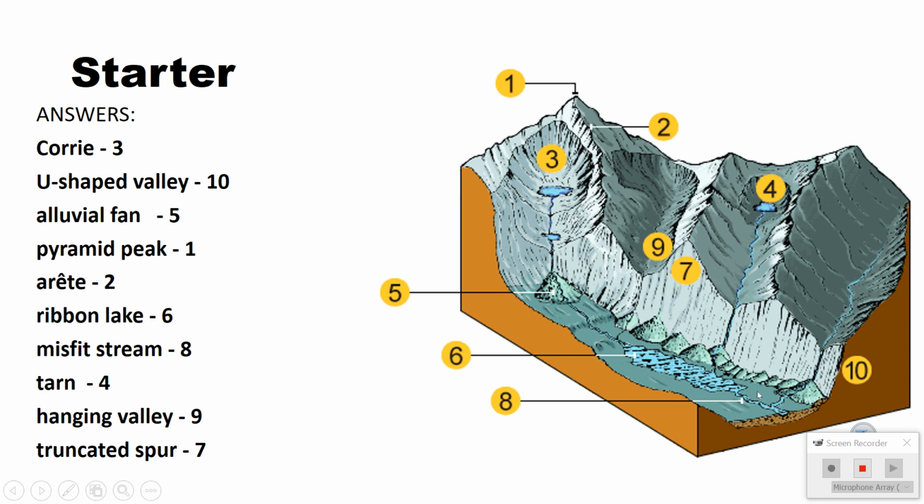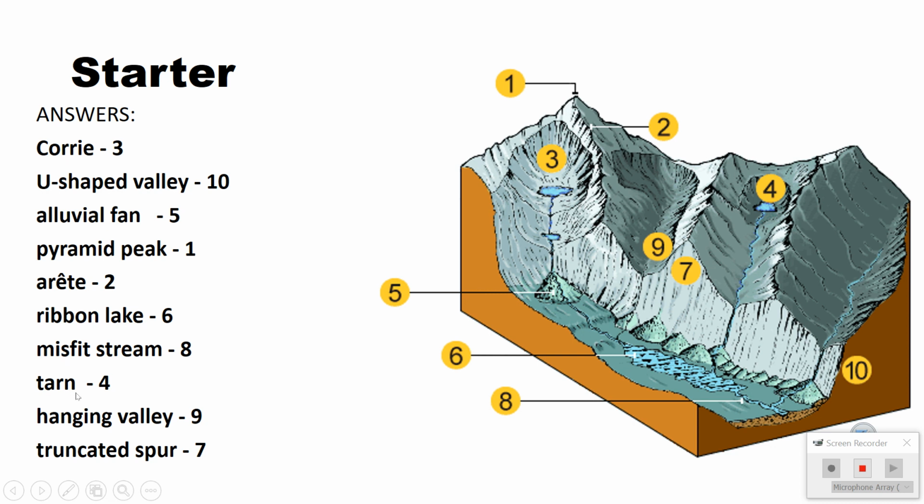Why is it a misfit stream? Well, let me put it to you like this. Did this stream create the valley this size? And that is really your answer of why it's a misfit. There's no way on its own this stream created a valley this wide, and what's actually happened is obviously there must have been a glacier to make it this much wider.